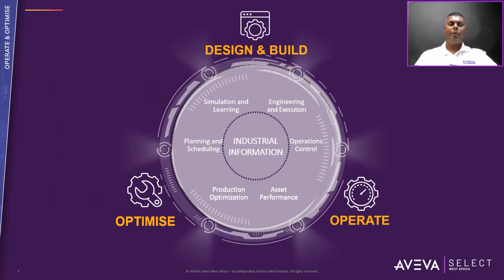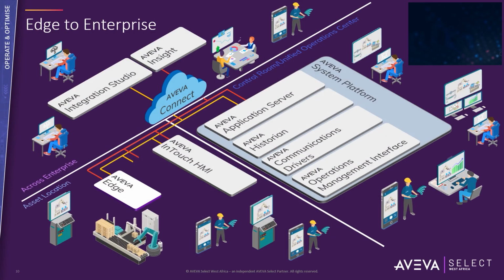The AVEVA portfolio consists of 3 pillars, namely design and build, operate, and optimize. Plant SCADA forms part of the operate pillar for operations and control. On this slide, we explore the edge to enterprise solution offerings. Edge to enterprise is divided into 3 main areas. The first area being asset location, which is where AVEVA Plant SCADA resides, alongside AVEVA Edge and AVEVA InTouch HMI.